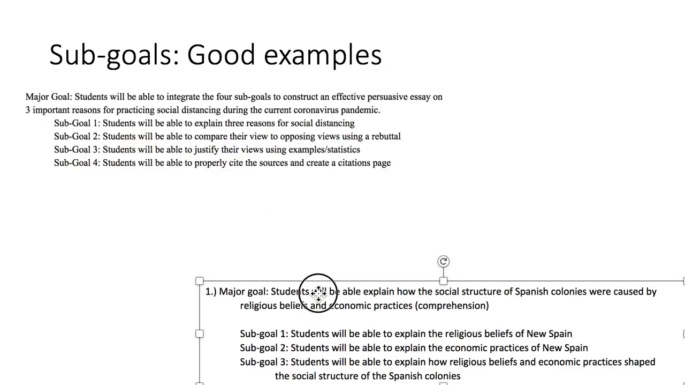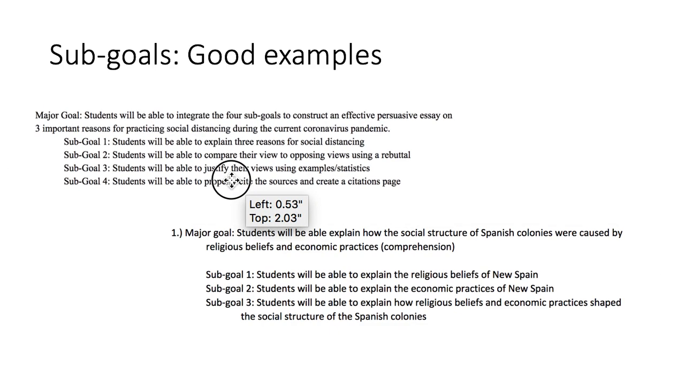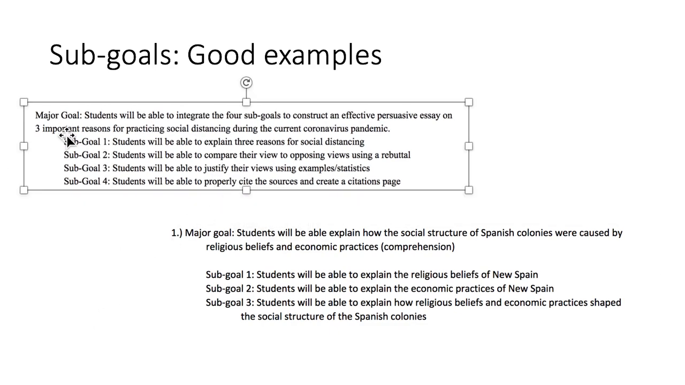Here are some good examples. Actually, I can move these in. For sub-goals, right? For the major goal, students will be able to integrate the 4 sub-goals to construct an effective, persuasive essay on 3 important reasons for practicing social distancing during the current coronavirus pandemic. Sub-goal 1 would be to explain 3 reasons for. It's part of a persuasive essay to make your case.